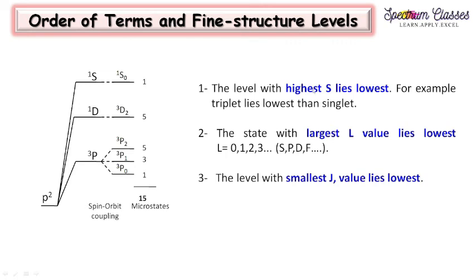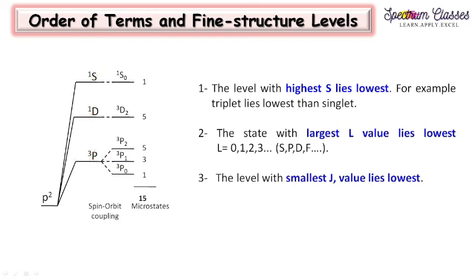So three things are there. First, go for the highest value of S, meaning maximum multiplicity is the lowest one. So here, maximum multiplicity: first find out the multiplicity. Here in this case, this is 1, this is 1, and this is 3. So this is the highest one, so this will be the lower value of energy.